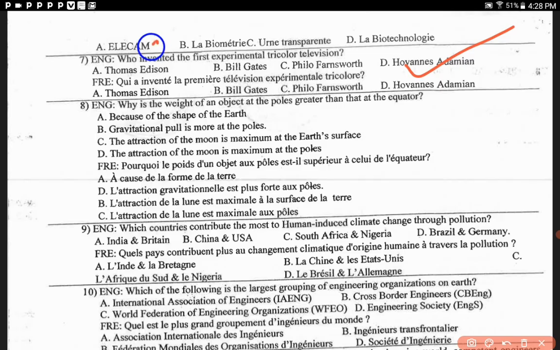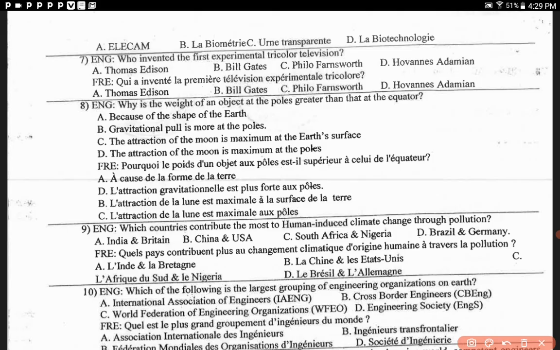So we're saying that Thomas Edison, we're talking about the light bulb. Yes, he was not small there. We're talking about the phonograph. Talking about technology, Bill Gates is number 1. When talking about the electronic television, we'll talk about Philo Farnsworth. All right.